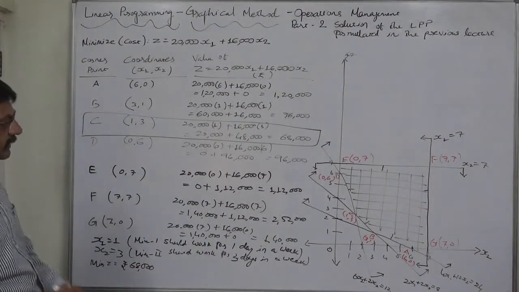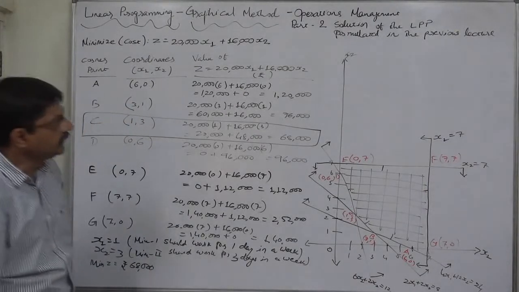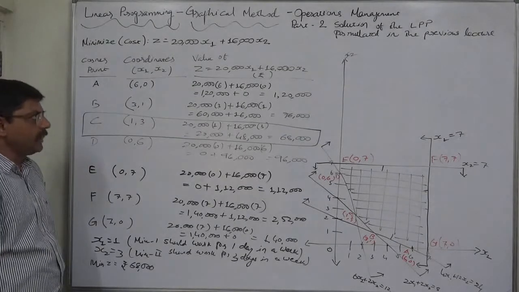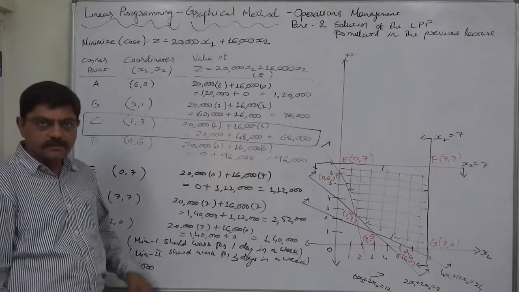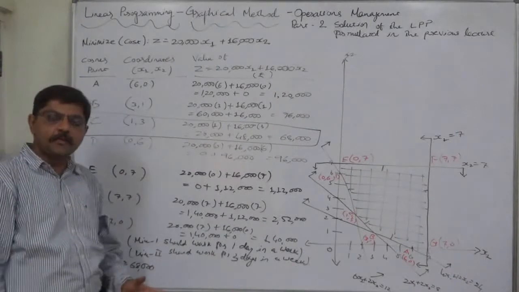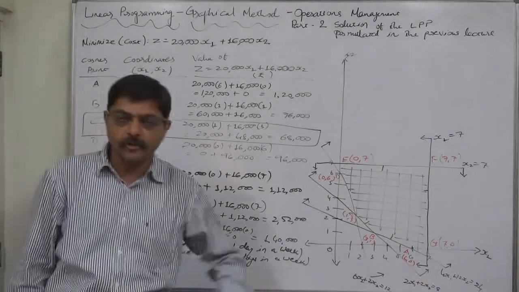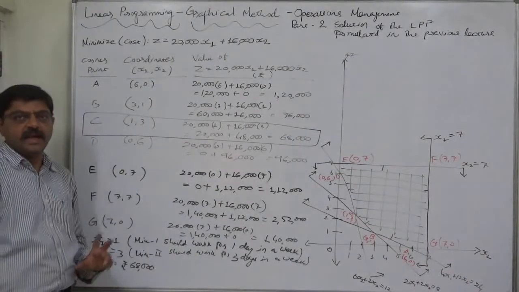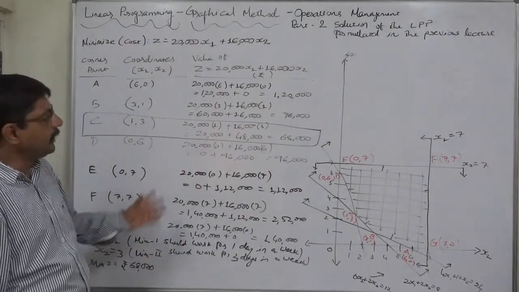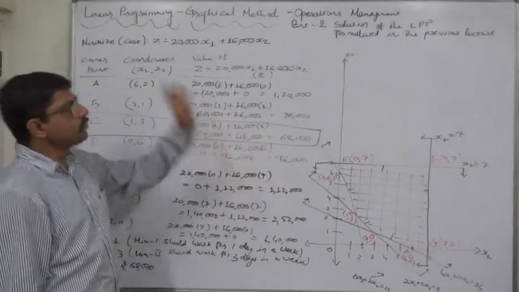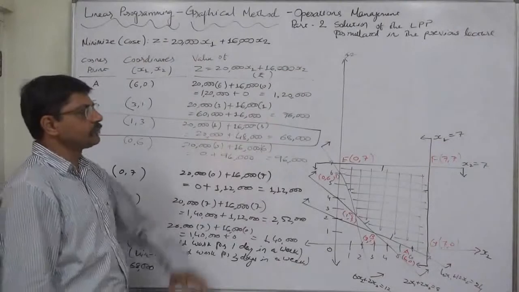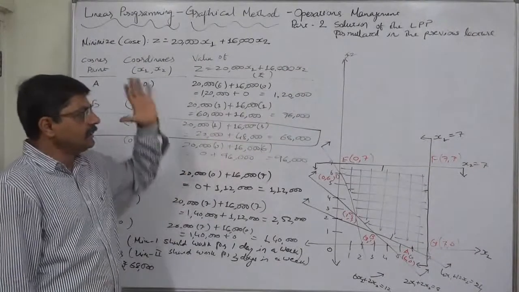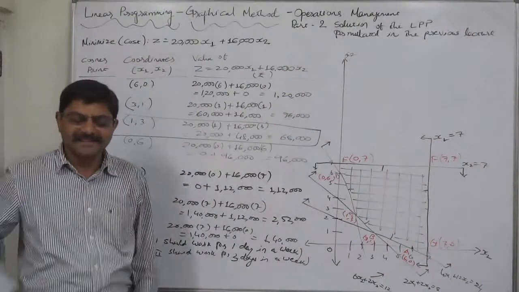Okay, so ultimately we solved a problem in 2 parts. In the first part we formulated the linear programming problem for a managerial problem, and since it has only 2 variables, now in this lecture we solved the same problem which was formulated by us earlier through the graphic method. That's it. Thank you very much.